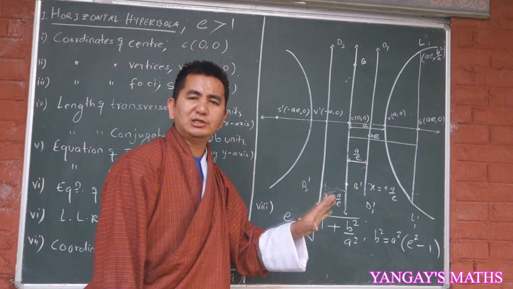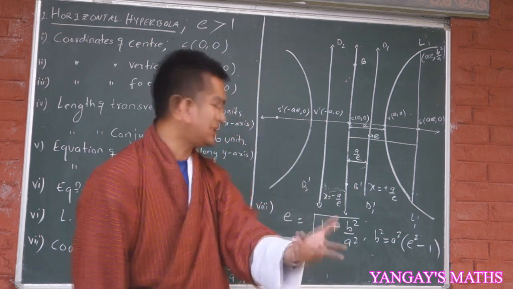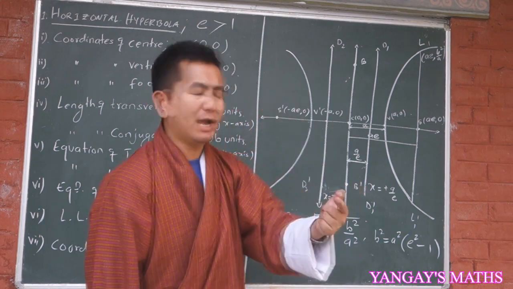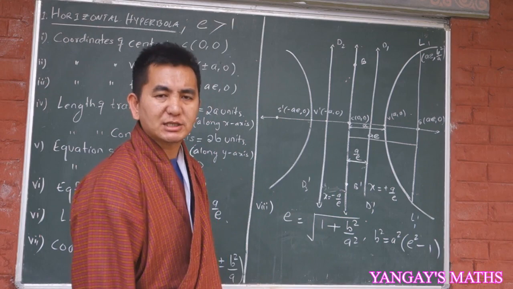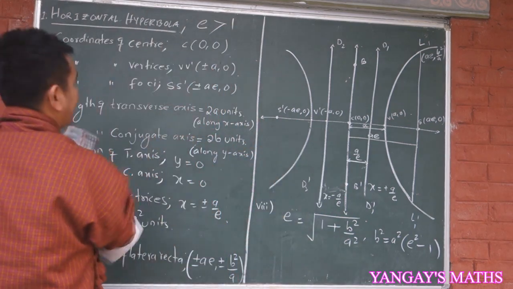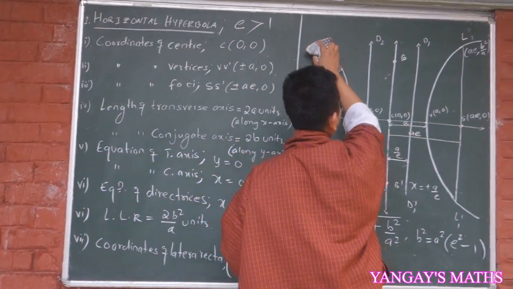Or easy to remember is this one here. Ellipse, eccentricity value is less than 1, so therefore it should be minus. When you subtract something, then definitely it will be less than 1. But in this case, it will be plus. If you need a greater value, you need to take plus here. 1 plus b square by a square.